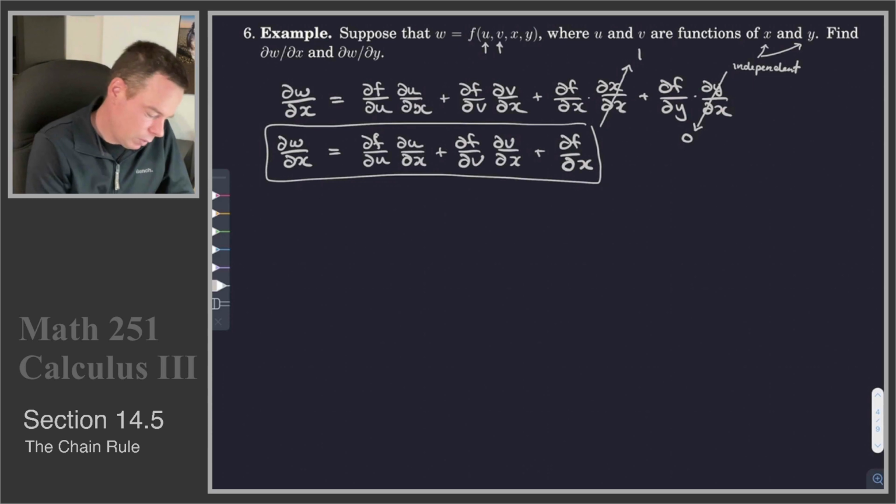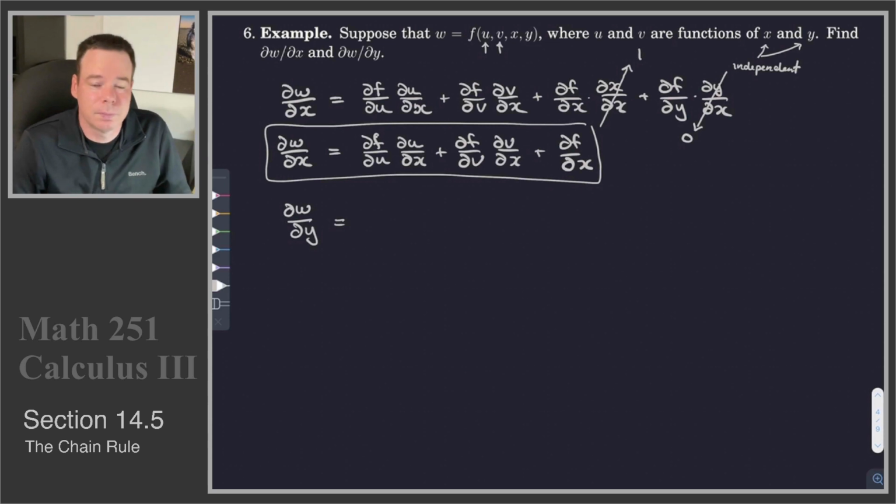The second example is asking for dw dy. Take a moment, pause the video, try to work this one out for yourself. Very similar pattern to what we had above because it's just the chain rule that I'm applying. So pause the video and try it out for yourselves.